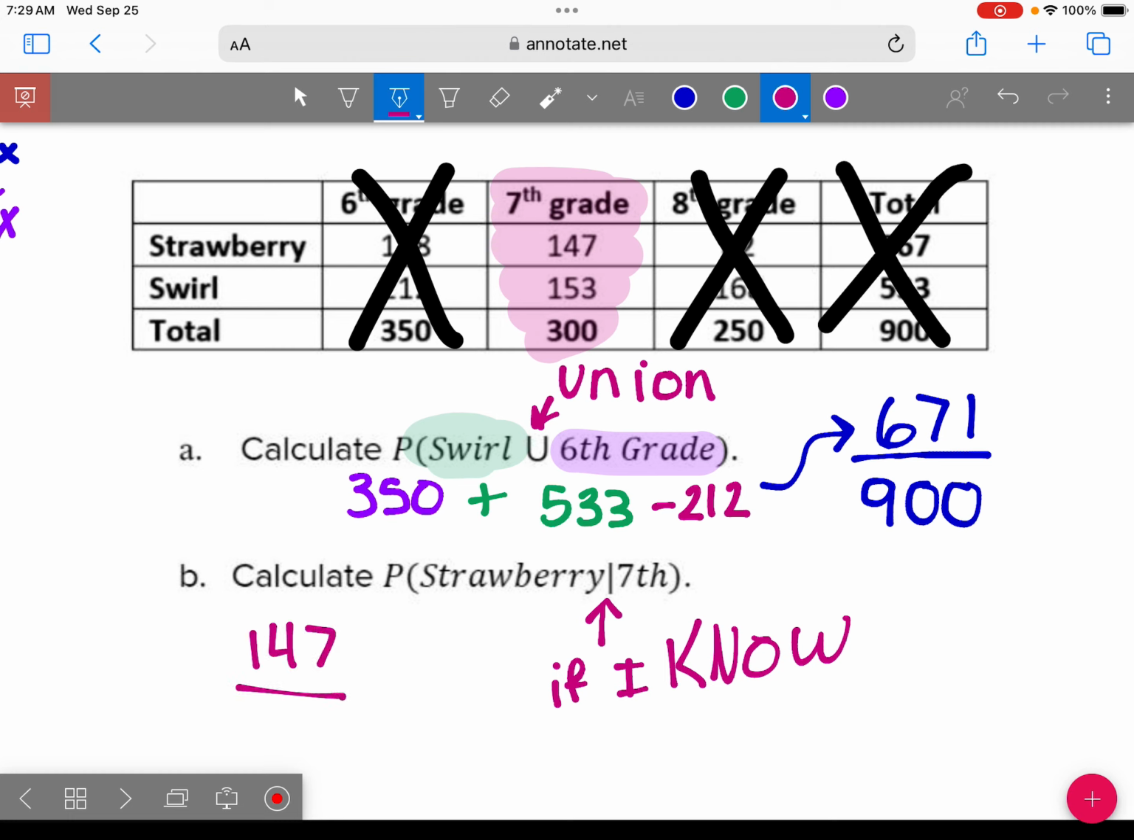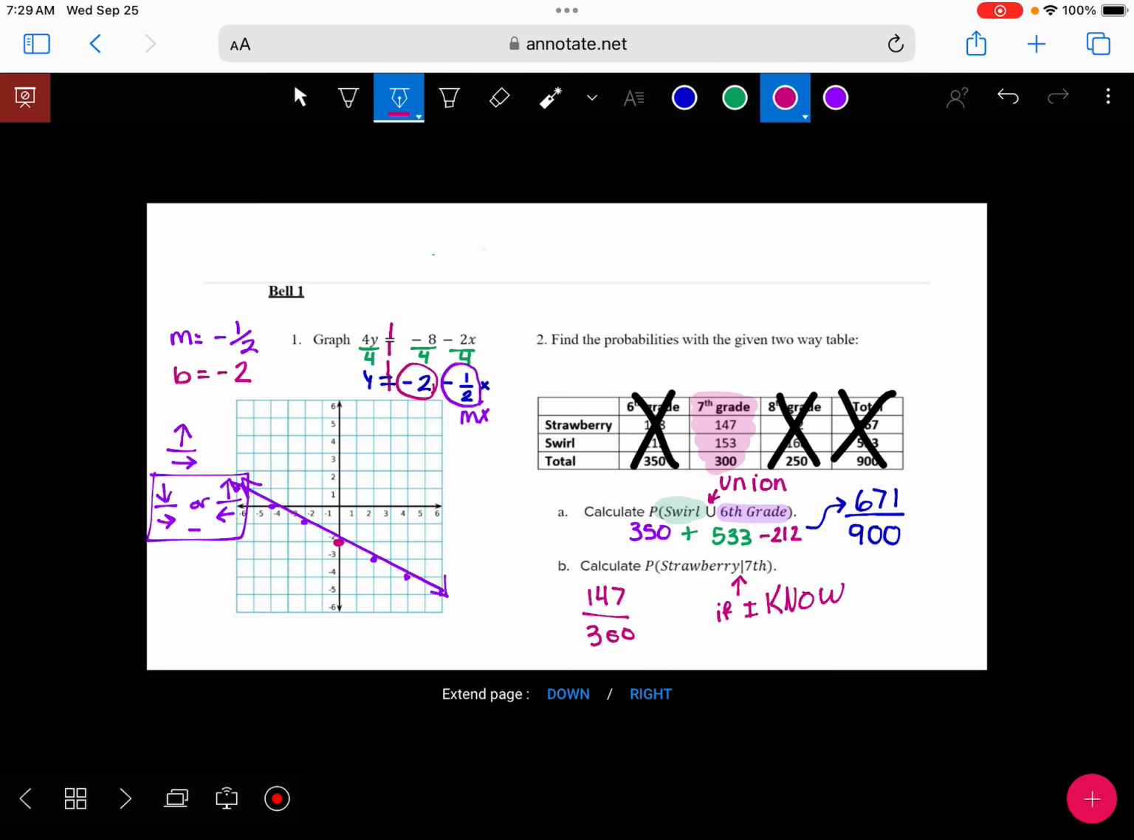147 out of 300. So the line means "if I know," and that's the only one that changes our denominator. It's been a hot minute since we saw those. Any questions? Or it's been a hot minute since we talked through it.